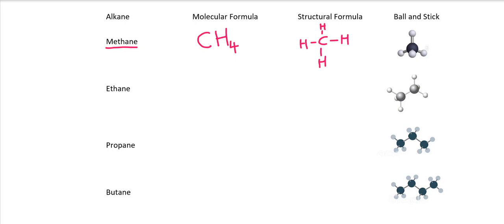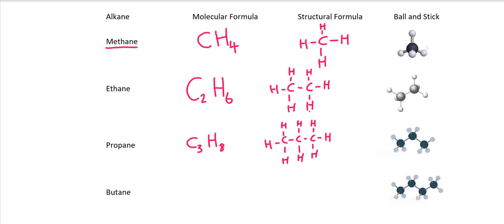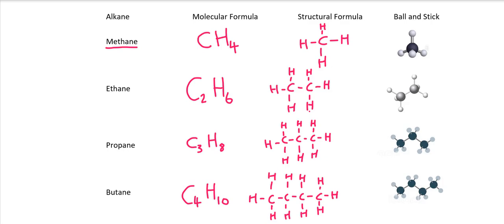Well, let's take a look at ethane. Ethane has 2 carbons, which means it has 6 hydrogens. Remember the structural formula, we show all of the covalent bonds. Propane has 3 carbons. And finally, butane, which has 4 carbons, which means it would have 10 hydrogens. You need to know the structure and the molecular formula for the first 4 alkanes.